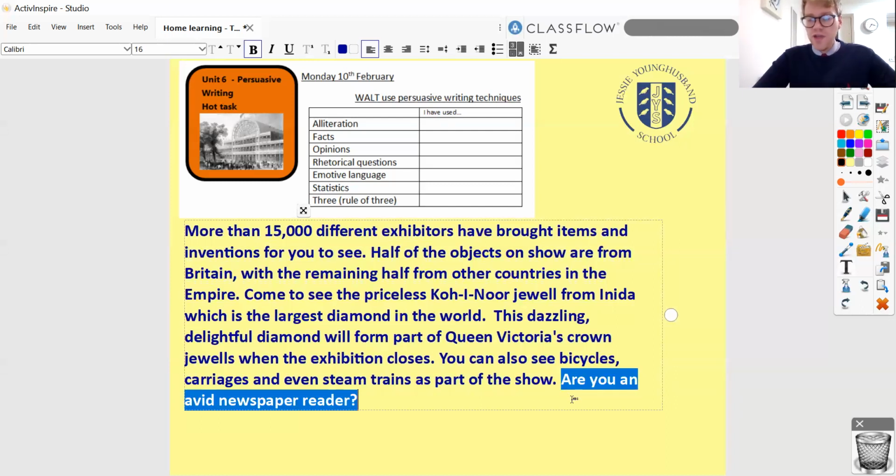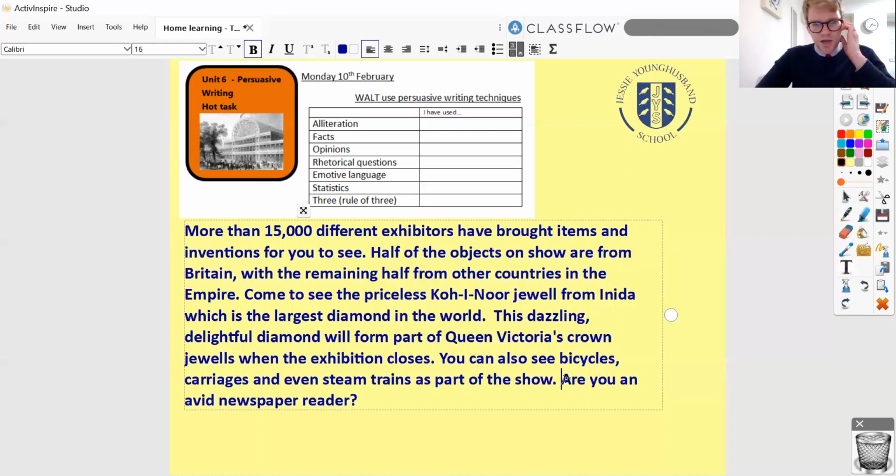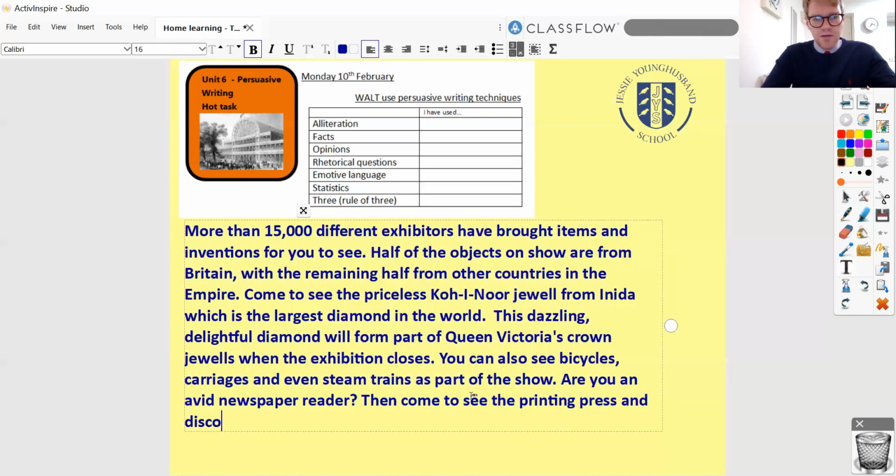Not many people do read newspapers these days, but in the Victorian times, very, very popular. This was people's main source of news. They didn't have TV, didn't have the internet. People would have had the radio in some homes, but certainly newspapers would have been a really common source of news. So let's add this in. Are you an avid newspaper reader? Come to see the printing press and discover how your papers are made.